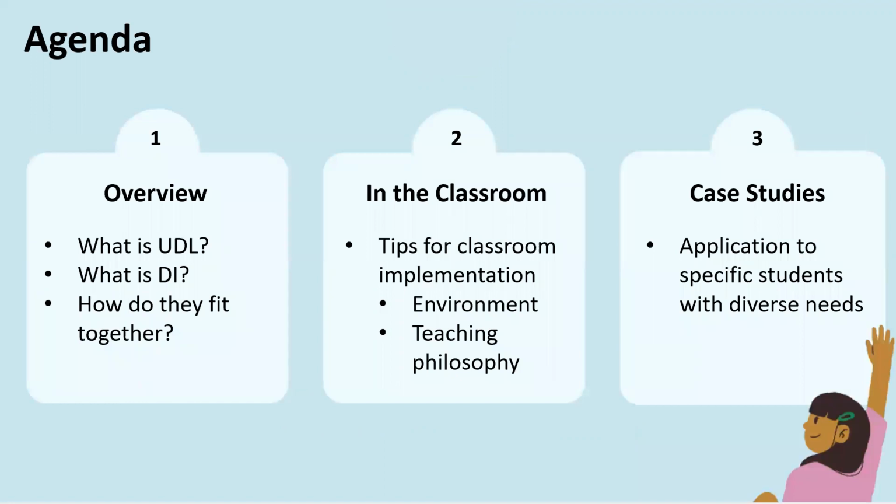Here's a quick summary of what this presentation will cover. First, we will overview what universal design for learning and differentiated instruction are. We will discuss how these concepts overlap with and build off of one another. Next, we'll see how these concepts fit within a classroom context. We will discuss some practical tips for implementing both into the classroom environment and teaching philosophy.